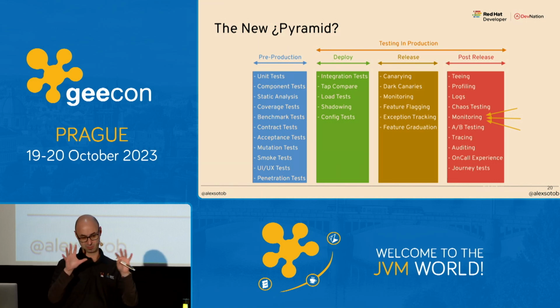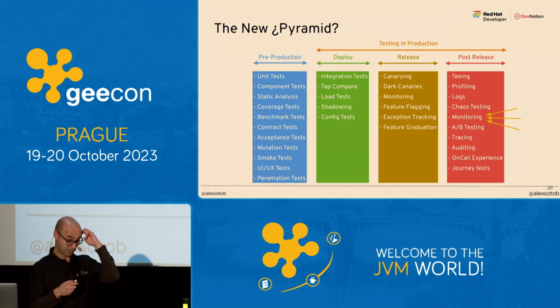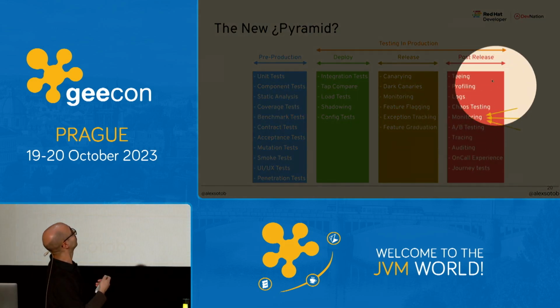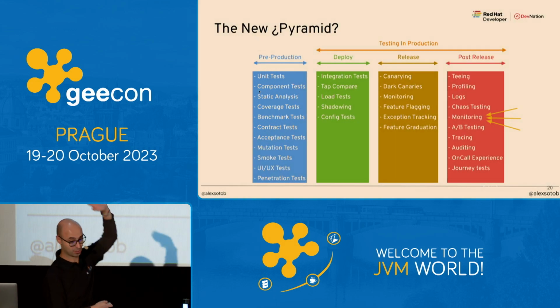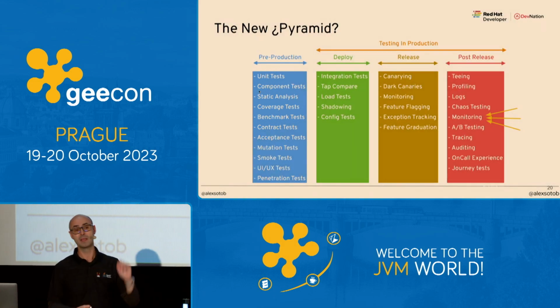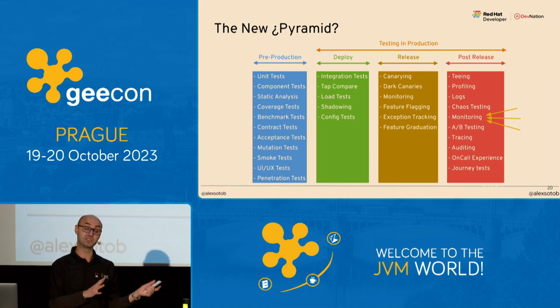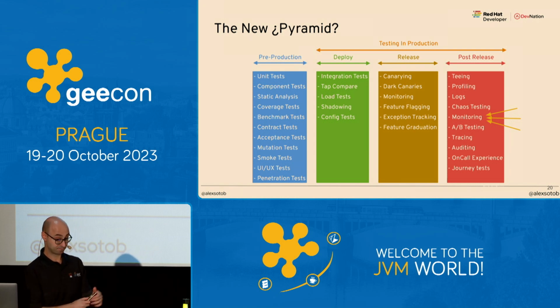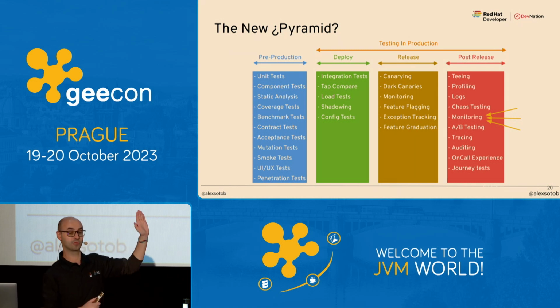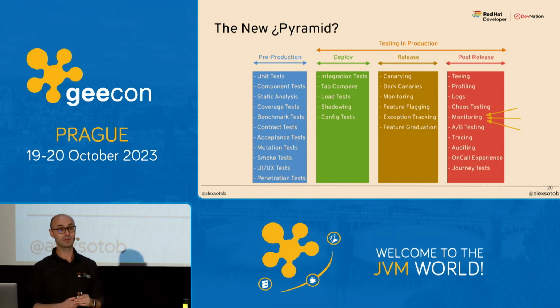You can see here some of them. The first thing that I want you to notice is that there is one column here named pre-production, with tests like unit test, component test, coverage test, mutation test, smoke test, and so on. These are tests that you're going to run probably on your laptop or in your CI/CD system. They validate that the application is working correctly. But then you can see here that there are also 3 columns. These 3 columns are tests that run in the production environment.